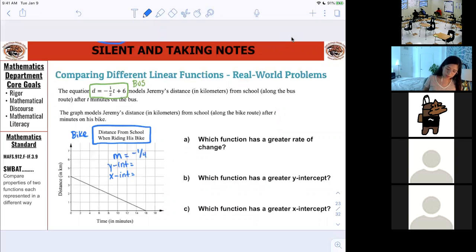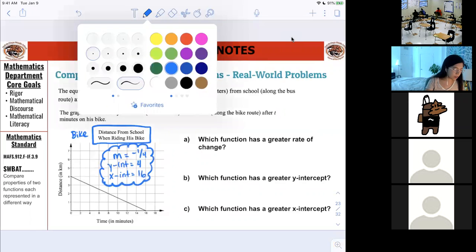What was the y-intercept? And if you don't remember, you can just look. 4. Good. And what was the x-intercept? 16. Okay. So that's all. We already know this. This is good. So all we need to do now is figure out the same information, but for the bus.